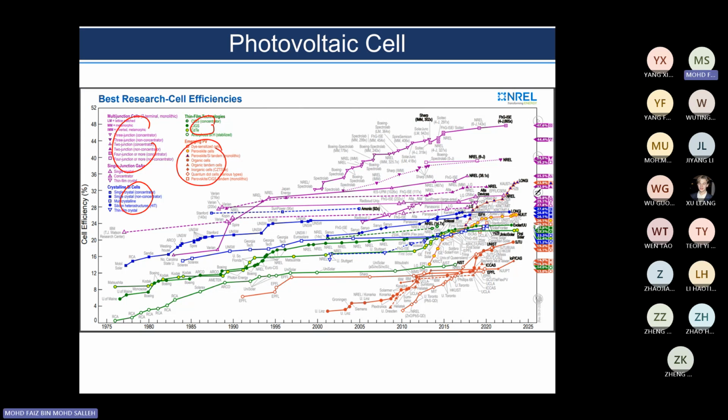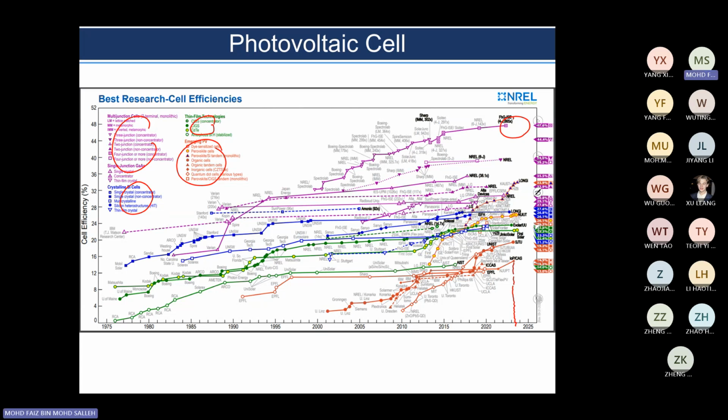So you can see here, 2000 to 2025. In 2023, this data, you can see almost 50% efficiency of the solar cell. Nice try. If you compare with the thermal power plant, only 40%.